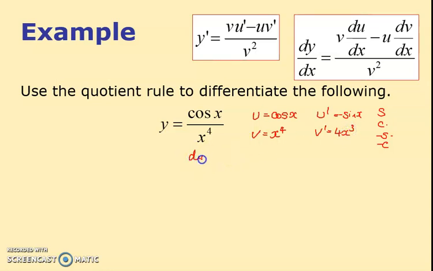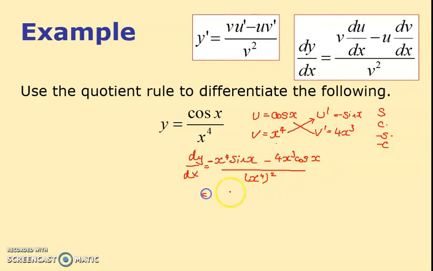So anyway, dy by dx, what do I get? Start with the v and go to the u dash, so it's x to the 4. I'm going to put the minus at the front from that sine x. Minus x to the 4 sine x minus 4x cubed cos x, all divided by x to the 4 squared. Now I can tidy that up quite easily, so I probably will.